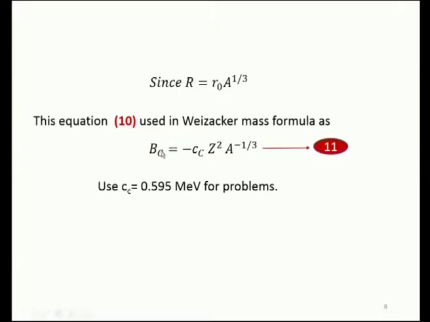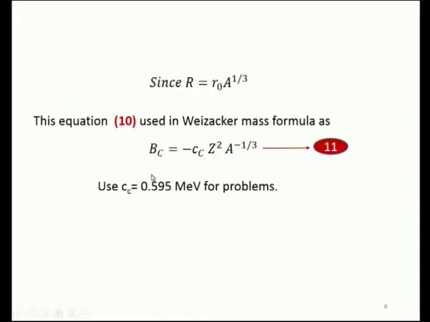How did we get this constant? These constants were obtained from the experimental masses. From the experimental masses, they found out the constants. There are 5 constants which appear in the Weizsäcker formula. So we require 5 equations or 5 experimentally known masses, and they found out the unknown constants, and it turned out to be 0.595 MeV.